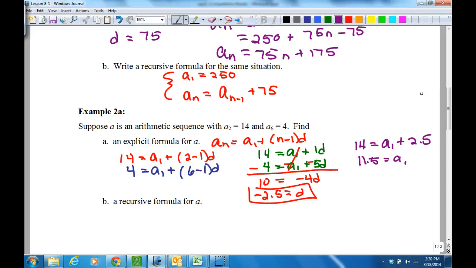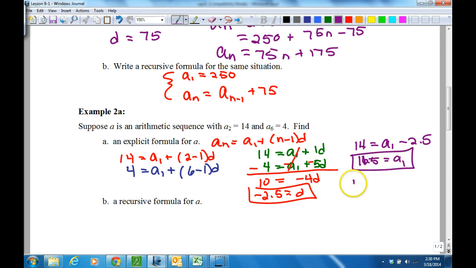How did you find that equation? It's the very first equation here. I just pulled that one out and I'm replacing it. This should be a minus. So this will be 16.5. You're adding 2.5 to both sides. Okay, so now that I have this, I'm going to make my explicit formula.